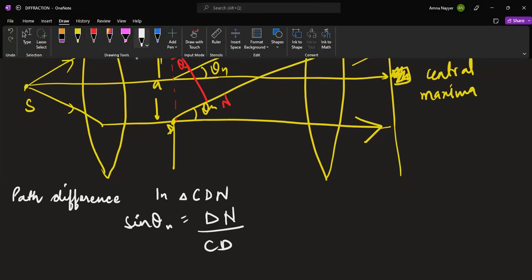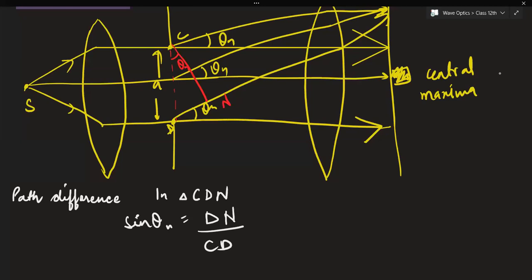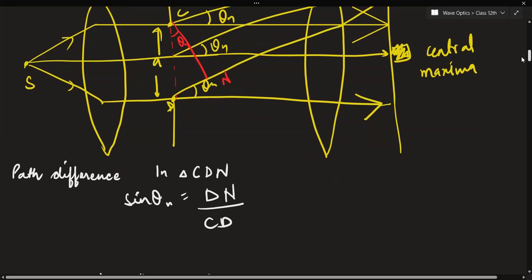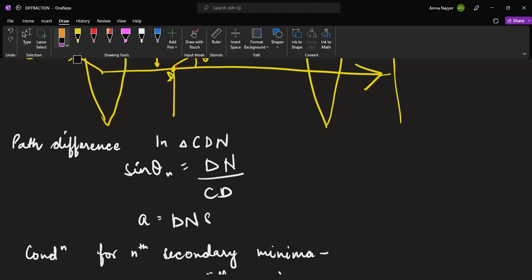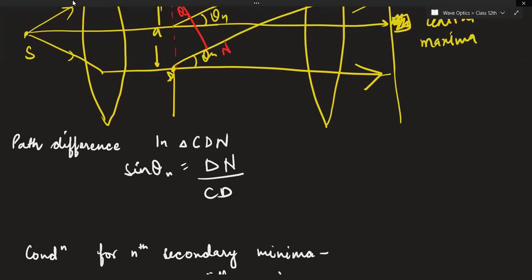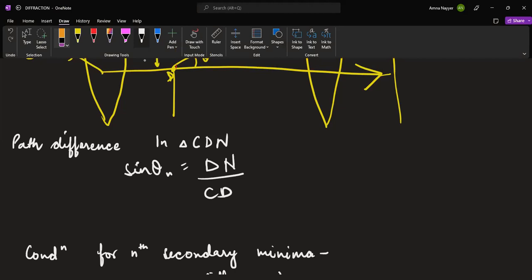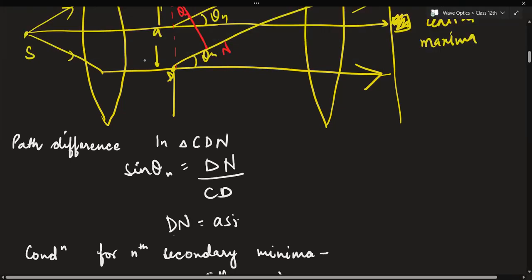Now see, one more thing class. CD is equal to, yes, right, A, the slit width. So if CD is equal to the slit width A, then from here DN will be equal to A sine theta. DN will be equal to A sine theta. Fine. One more thing, class.